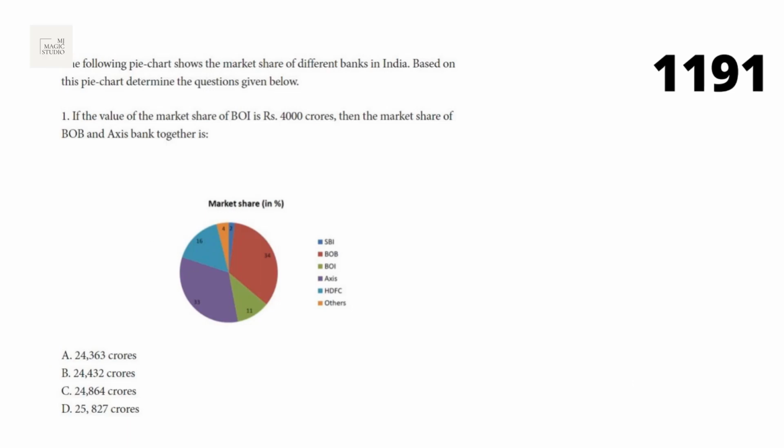Okay, a pie chart. And a pie chart, we know that it's a circular diagram. Different sectors are there, and the area of the total sector is 100%. That is equal to 360 degrees, the central angle. So the central angle of all the sectors combined should be 360 degrees, and as far as percentages are concerned, the total area is 100%. We know the basic thing. So the following pie chart shows the market share of different banks in India. Based on the pie chart, determine the answer. So let's read this pie chart first.